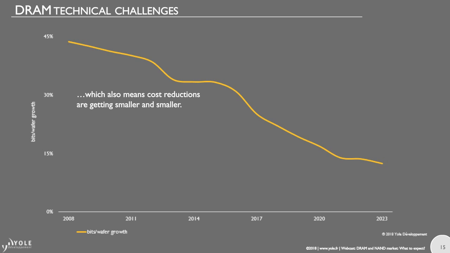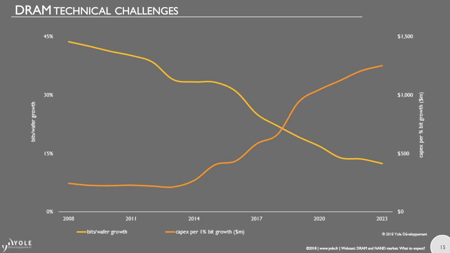Another big impact of the increasing difficulty of shrinking DRAM is that it's becoming a lot more capital intensive. The dark orange line here is a chart of the CapEx required per 1% bit growth. If we go back beyond 5 years, it was generally pretty stable at around $250 million of CapEx per 1% of bit growth. And then it started to increase. Today, we're approaching $1 billion per 1% bit growth, and this is something that we expect to continue increasing as we go through time. What's behind this?